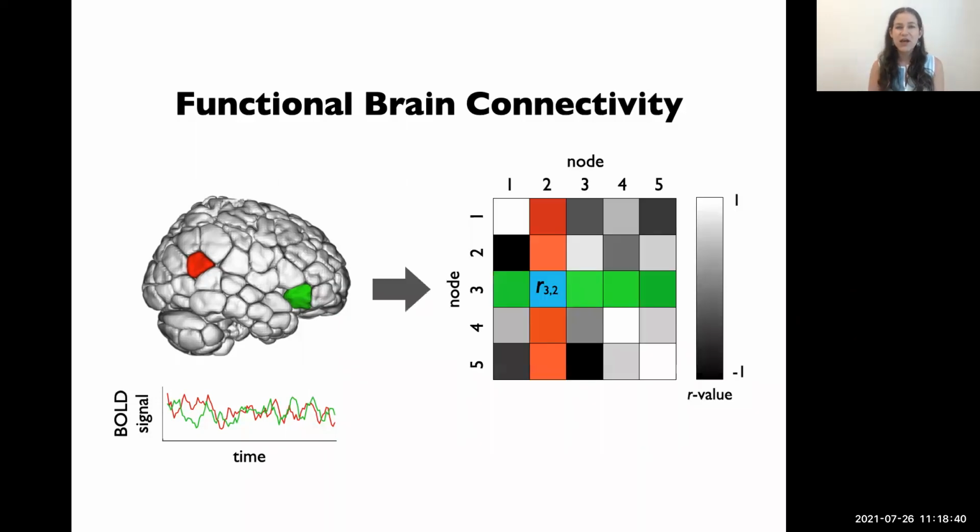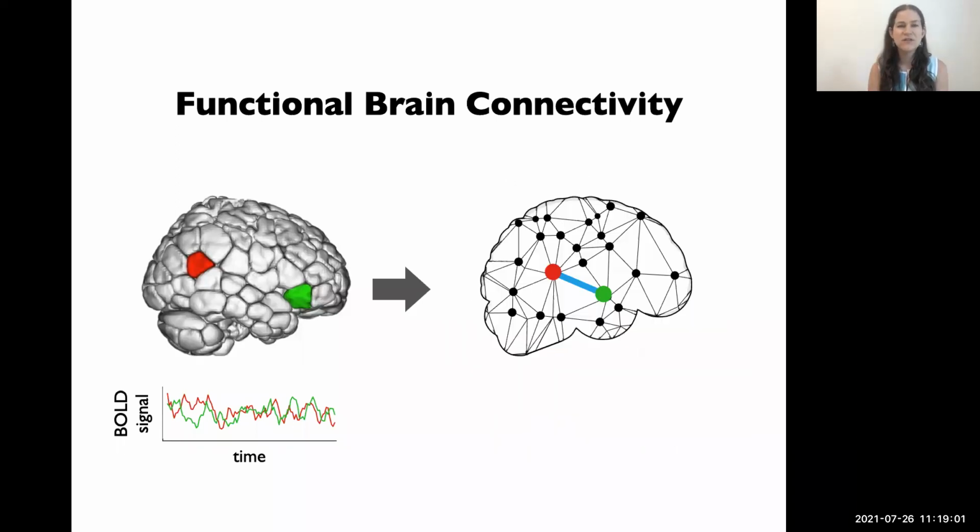And if we correlate the time courses of all possible pairs of nodes, that gives us this whole brain functional connectivity matrix, sometimes referred to as an individual's functional connectome. In this matrix, those cells in blue represent the correlation between activity time series in pairs of regions of the brain. We can project these functional connectivity matrices onto a brain figure like this.